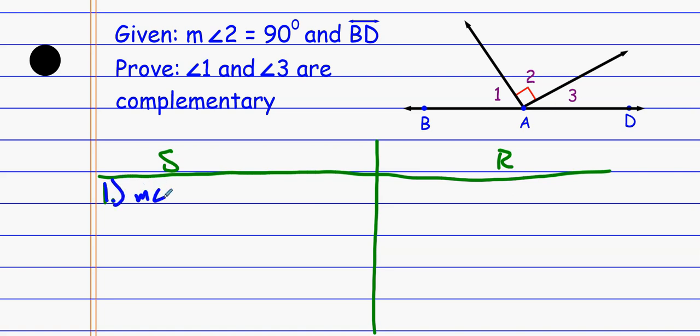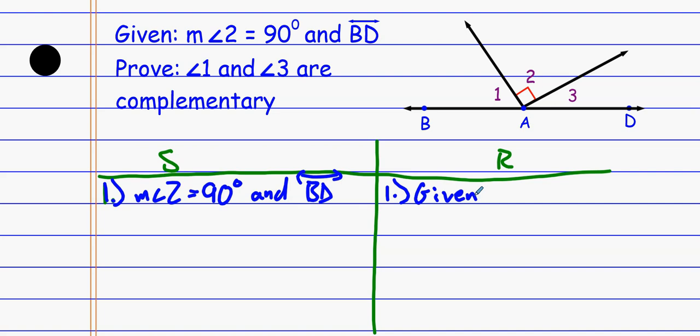I know that the measure of angle 2 equals 90 degrees, and that BD is a line this time. It says so. Okay? And I know that because the problem said so. That's given. All right, I always start with the givens. So now I look at what I have, and it's okay. I want to prove that angle 1 and angle 3 are complementary.